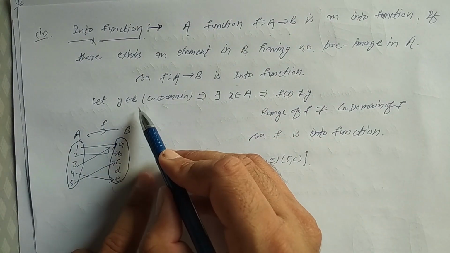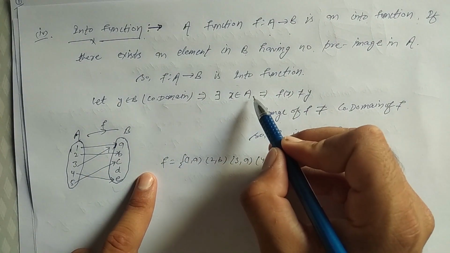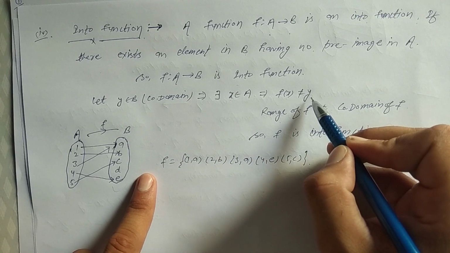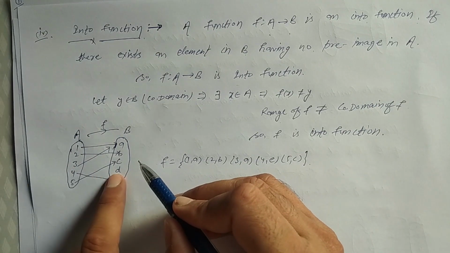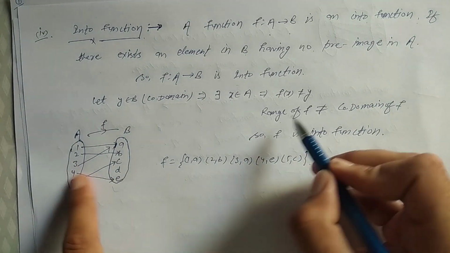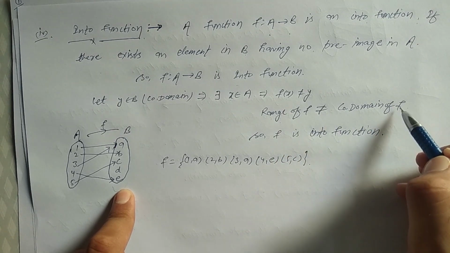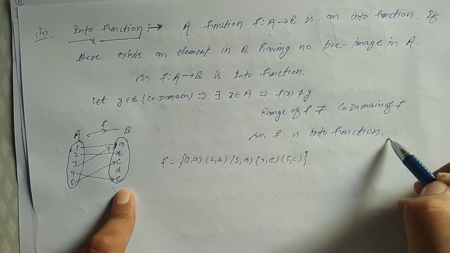Let y belong to codomain B, there exists x belonging to A. Operate the function f, f(x) is not equal to y. Pre-image of element D: none. f(x) not equal to y, range of f not equal to codomain of f. So f is an into function.